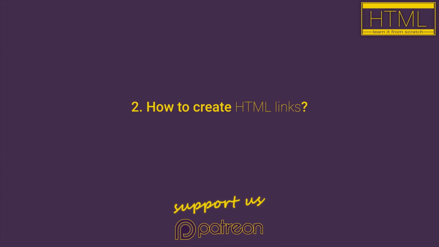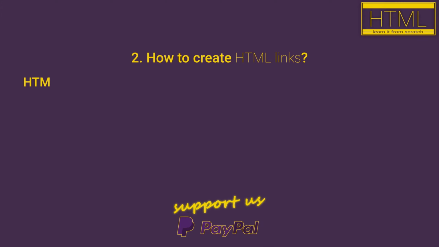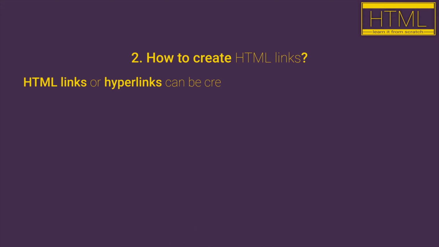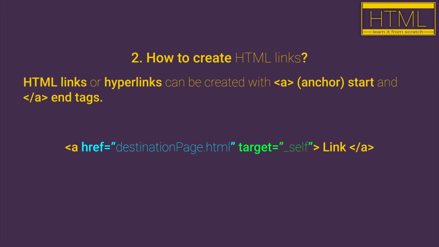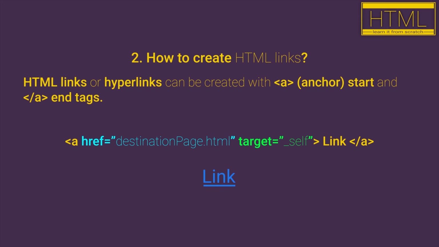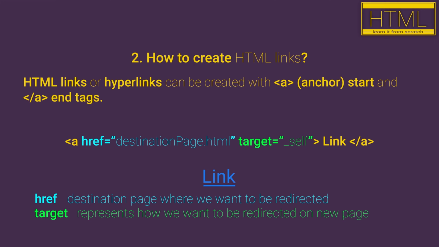How to create HTML links? HTML links or hyperlinks can be created with anchor start and anchor end tags. Inside of our anchor start tag, we need to set the href HTML attribute, which represents the destination page where we want to be redirected with this link, and target, which represents how we want to be redirected to that new page.